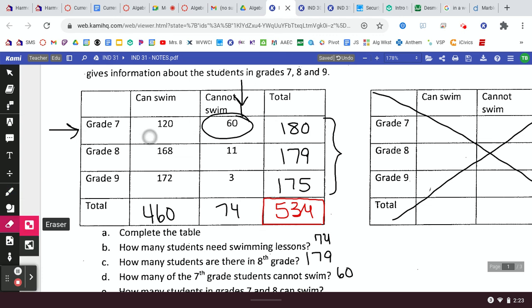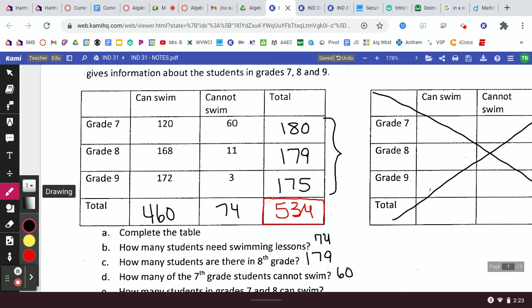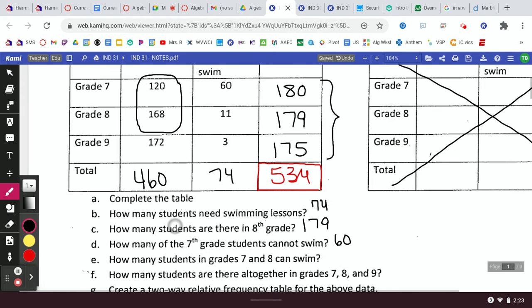And then the last one says, how many students in grades 7 and 8 can swim? So we want to know grades 7 and 8 that can swim. Well, that is the can swim, and this right here is our 7th and 8th graders. And so that is 288. Is that right? Check my math.